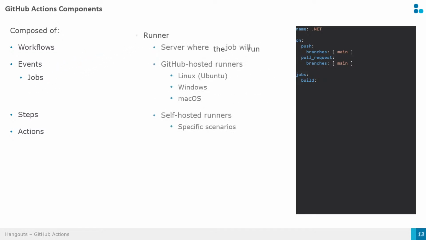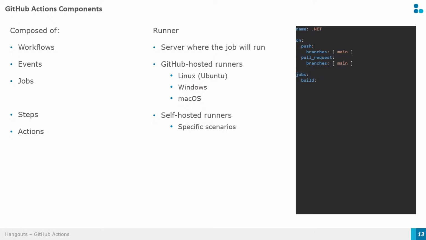Next is the runner. The runner is the machine that we're going to run our workflow on. We can use GitHub hosted runners, and we have 3 available environments. We can use Linux, Windows and Mac. Actually, we have 6 because all of them have at least 2 versions. For example, Windows has Server 2016 and Server 2019, and Ubuntu has the 2 latest LTS versions.